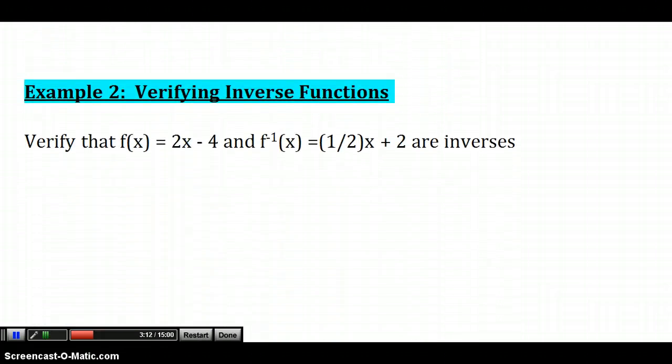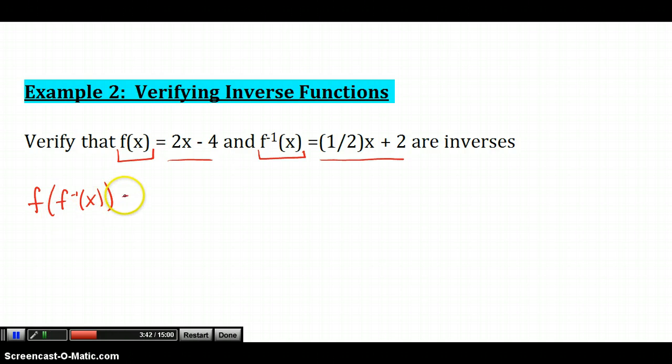So if we have these two functions, we have f, and we're told that f inverse is right here. So this is the function, and this is f inverse. And they want us to verify that they are inverses. So if we compose these two, we should get x. And we have to compose them both ways. So I'm going to do f of f inverse first. And then I'll flip-flop it.